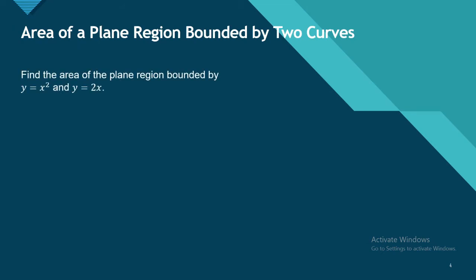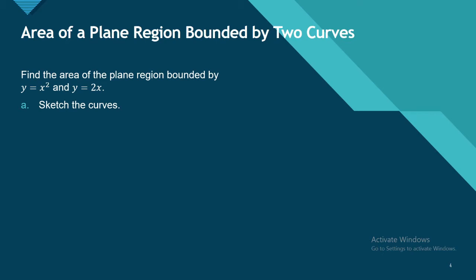Find the area of the plane region bounded by these two curves, y is equal to x squared and y is equal to 2x. Well, first we must sketch the curves so that you would know what is the function above the plane region and what is the function below the plane region. Also, of course, you must know the interval of integration. In this problem, we are not told what the interval of integration is.